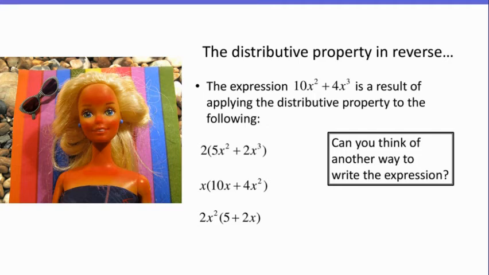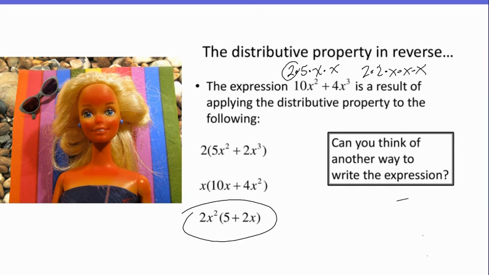GCF is really the distributive property in reverse. That's why I left this slide here. The expression 10x squared plus 4x cubed is a result of any of these, but finding the GCF gives you this one. If I asked you to find the prime factorization of this one and this one, 4 is 2 times 2. What I would circle is a 2 and 2 x's, a 2 and 2 x's. So that's where that 2x squared comes from as the GCF.